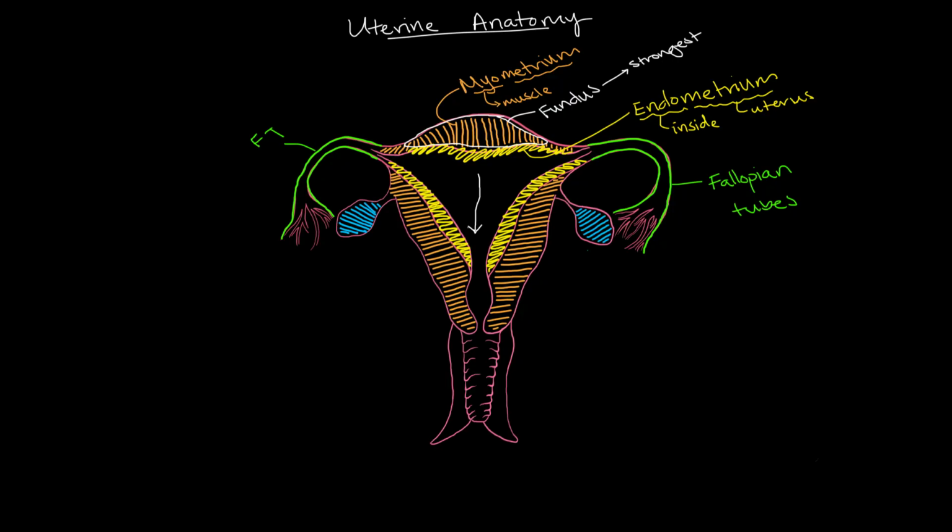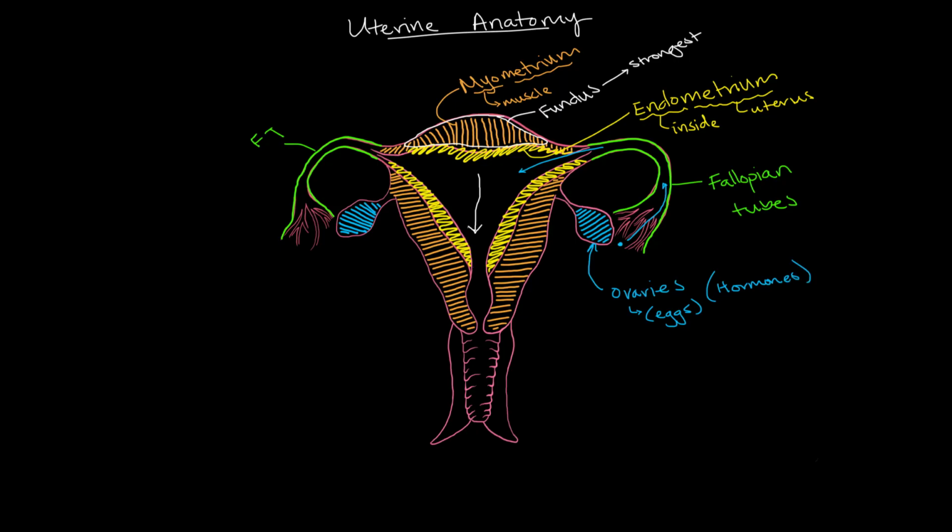In blue here, we have the ovaries, and these hold all of a woman's eggs. So the eggs come from the ovaries. Each month, the ovary releases one egg, which will then travel down the fallopian tube and into the uterus. That's really the main job of the ovaries. They also produce hormones, and we'll talk about that in the endocrinology section.